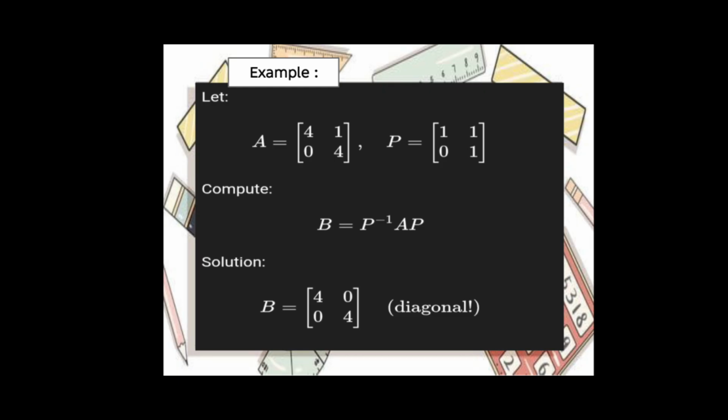Example, let matrix A be 4, 0, 1, 4 and matrix P is equal to 1, 0, 1, 1. Then to compute, we will use the formula B is equal to inverse of P times AP. Then, let me show you also the step-by-step process on how to solve for this matrix in order for you to understand it better.